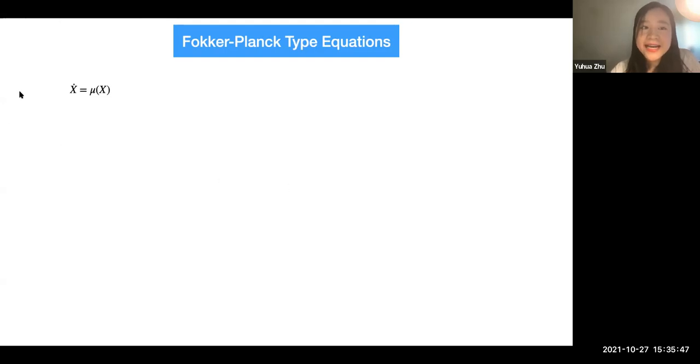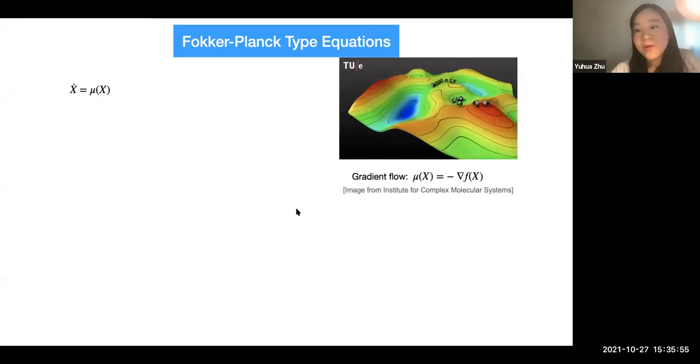So let's look at this ODE. Here X, you can view it as a particle's position. So the right-hand side is the velocity. And the gradient flow is one example. Here, this F is the landscape of this loss function. And now the particle moves along the direction of negative gradient of F.